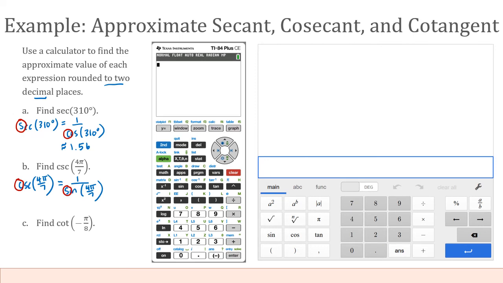Maybe that'll help you. So making sure that my calculator is in radian mode, I'm going to put 1 over, or 1 divided by, the sine of 4 pi over 7. And when I put that into my calculator, I got approximately 1.03 rounded to 2 decimal places. And finally, the cotangent of negative pi over 8, that is equal to 1 over the tangent of negative pi over 8. And that is going to equal approximately negative 2.41.